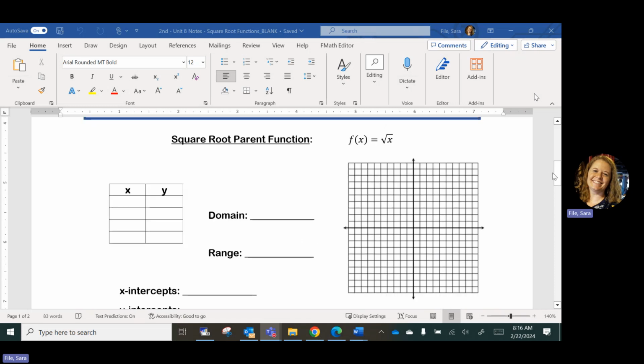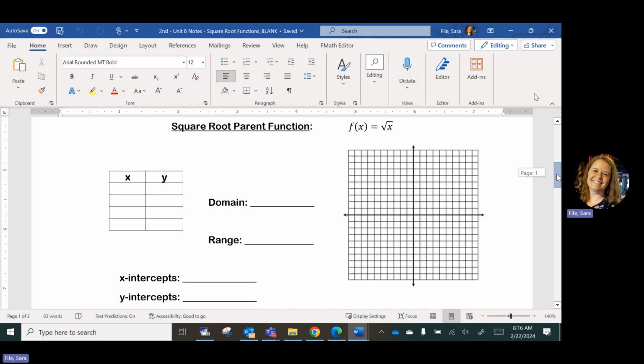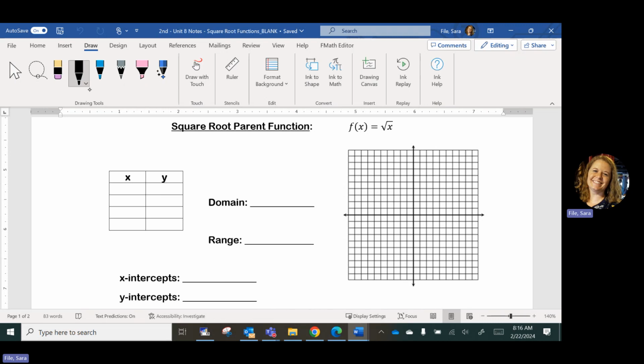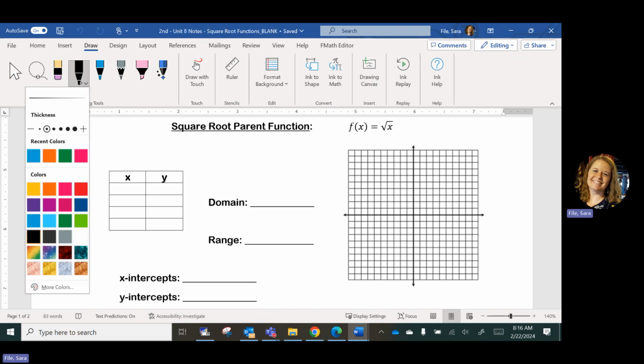Okay, so we're going to start off by getting all of the information about the parent function. Because we need to be able to graph these square root functions. We need to be able to give the key attributes of the function. So things like domain and range, intercepts, the vertex, and describing transformations. So if you don't recall what a function looks like, if you don't just remember it, you can always make yourself a table of values.